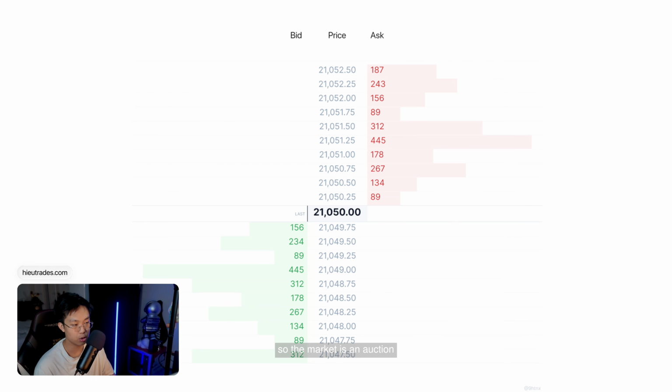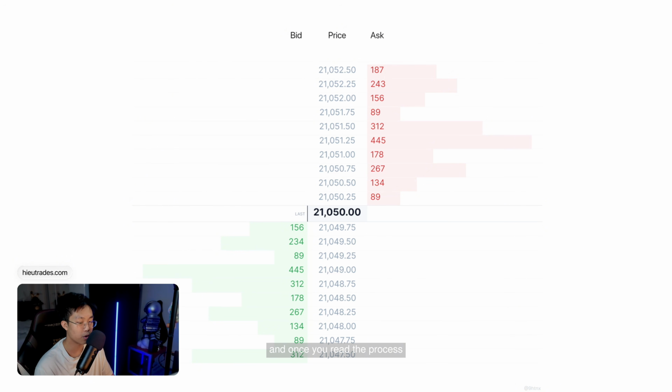So the market is an auction. Buyers and sellers constantly try to find an agreed price. And this is why order flow traders have an edge over traders who only read candlestick charts. The candle only shows you the result. The depth of market, footprint, order flow shows you the process.